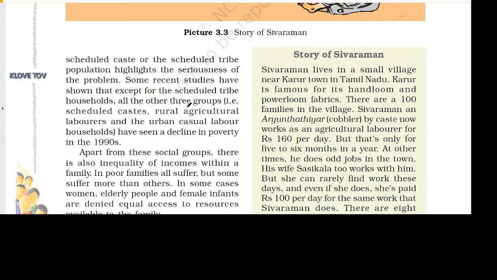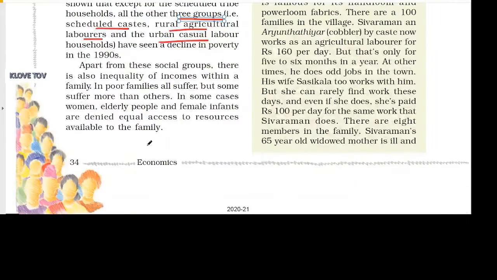Some recent studies have shown that except for the scheduled tribe households, all the other three groups, that is the scheduled caste, rural agricultural laborers, and the urban casual labor households, have seen a decline in poverty in the 1990s. Apart from these social groups, there is also inequality of incomes within a family. In poor families, all suffer, but some suffer more than others. In some cases, women, elderly people, and female infants are denied equal access to resources available to the family.